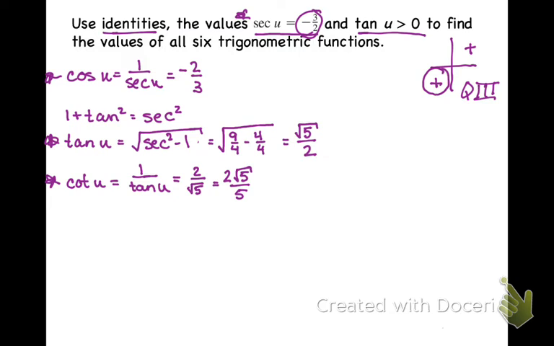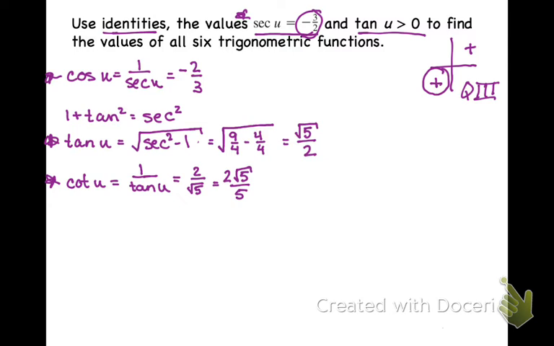Sine and cosecant. Okay, so we have a choice, but we're going to have to use a Pythagorean identity. We either use sine squared plus cosine squared equals 1, or we do have cotangent, and we know that 1 plus cotangent squared is cosecant squared. So which one do you want to find, sine or cosecant?